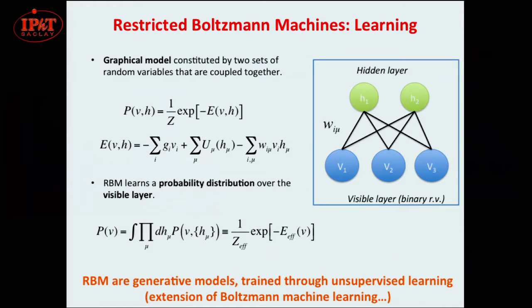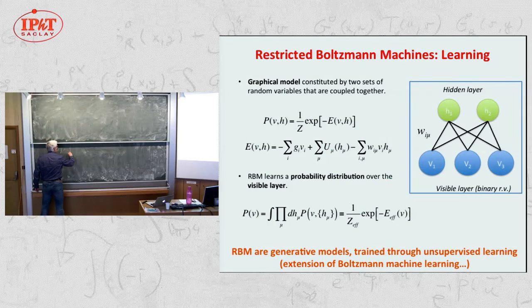let me do that here. P of V is the integral over H of P of V, H. So we want to maximize this thing here. It has a term which is the exponential of minus the effective energy of V over Z. Now, all these things depend on the parameters, the theta, obviously. So if I have log of P of V, this is simply minus the effective energy of V and theta, minus log Z.